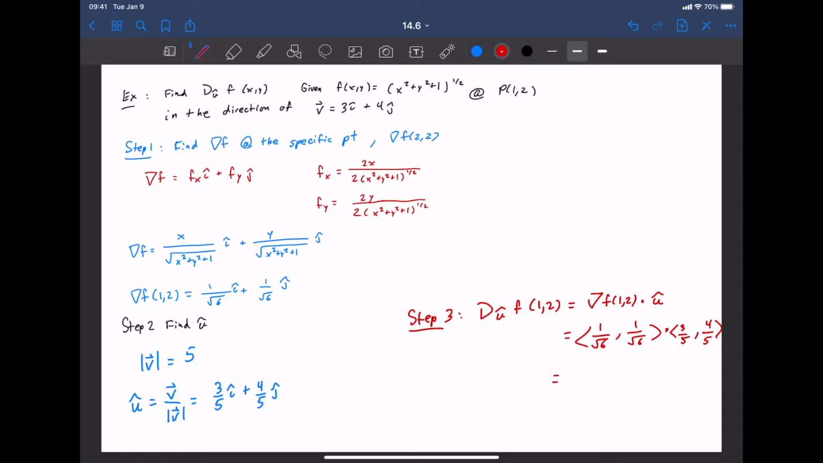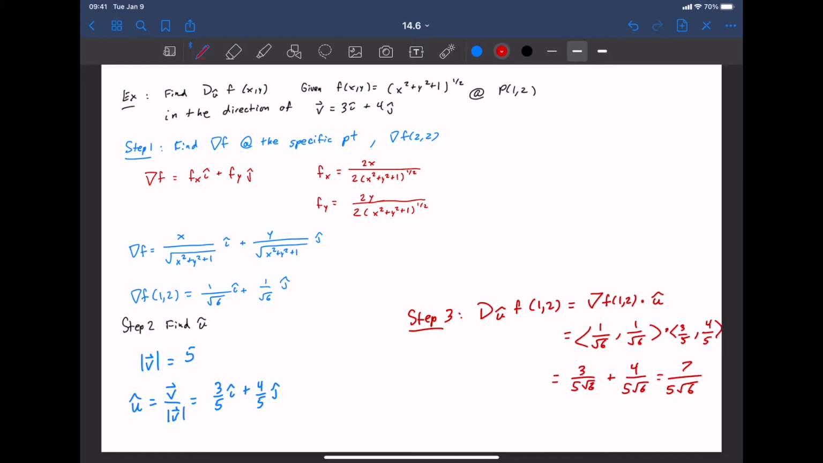Dot product is simple. It's 3 over 5 root 6, multiply those, plus 4 over 5 root 6 times 5 root 6, which is 7 over 5 root 6. You could rationalize that, but there's absolutely no need to. There you go.